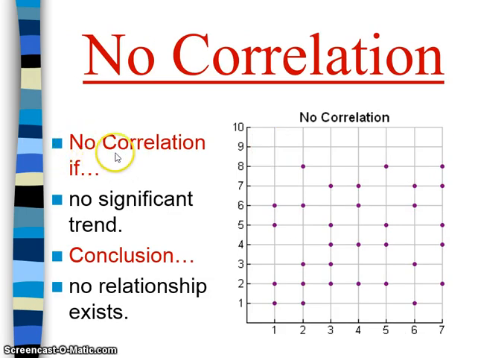And if there's no correlation, there's no significant trend. You don't see them all going up or all going down. They're kind of intermingled all over the graph. The conclusion is that there's no relationship. If this graph were the number of minutes spent in school versus the money your family made last week, there is no relationship between the 2.